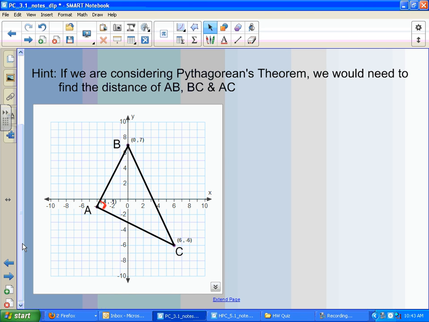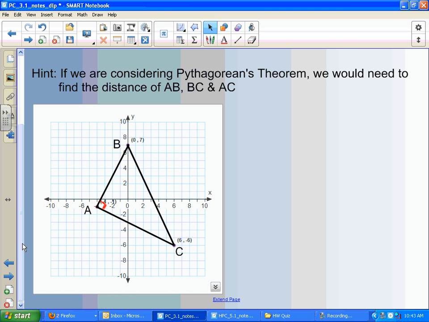So it looks like the two lines that are 90 degrees are line segments AB and AC. So what I could do is just use the coordinates they gave me, find the slopes of those two things, and see if they are opposite reciprocals of one another. That's one way we could do this problem.